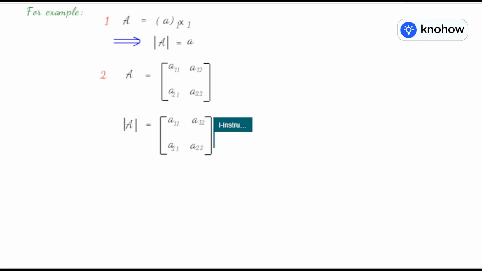So what is the value of the determinant? To evaluate it, first you multiply the elements of the main diagonal, that is a11 into a22, and minus the product of the elements in the other diagonal, that is a21 into a12.